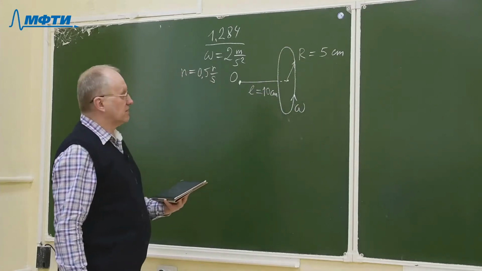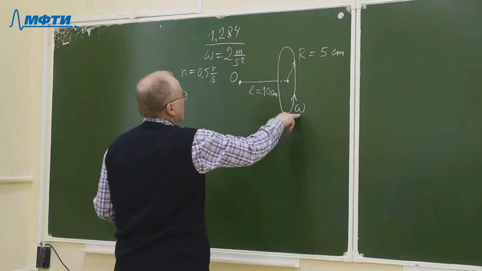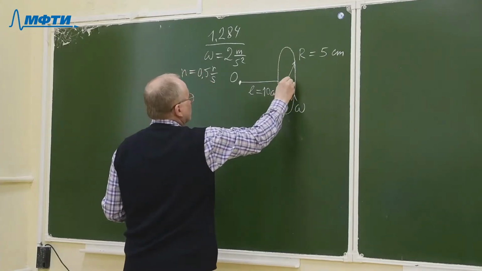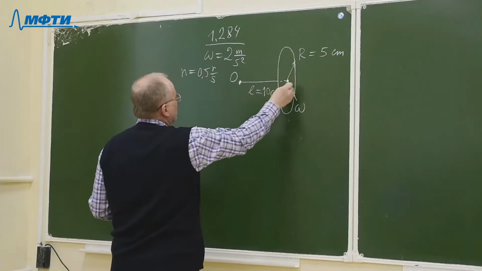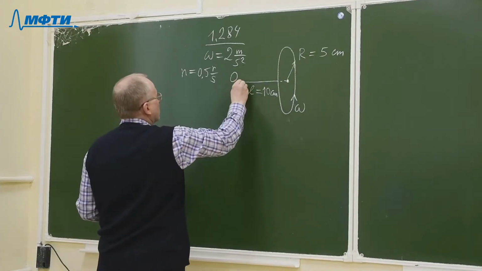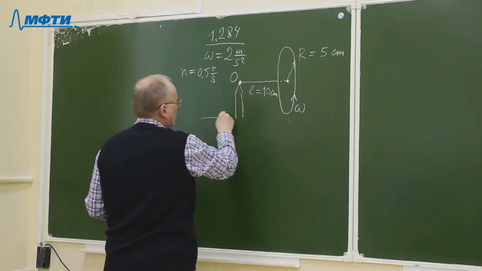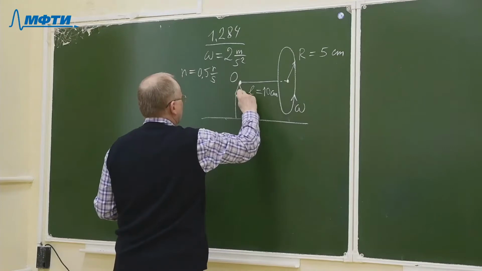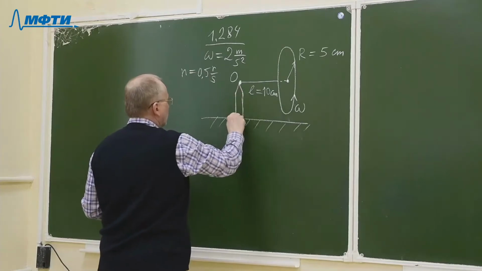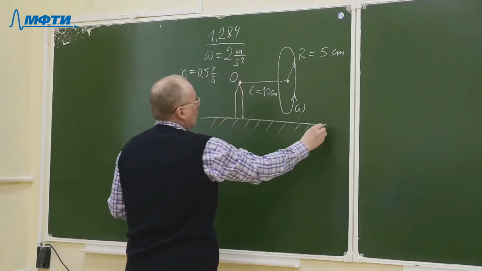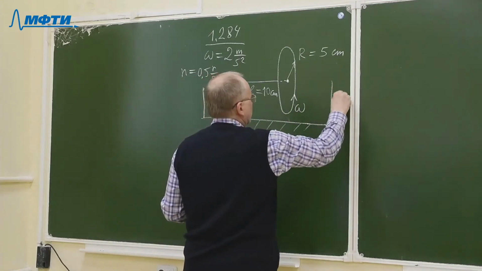The mass of the disk is not given. We don't know the mass of this disk, but it's rotating with angular velocity omega, and we know the radius, 5 centimeters, and we know that this disk is attached to a rod, which is an axle of rotation, and this axle of length L, 10 centimeters, is hinged here so that it's somehow attached to the floor, and this is the floor of an elevator which goes up with acceleration.